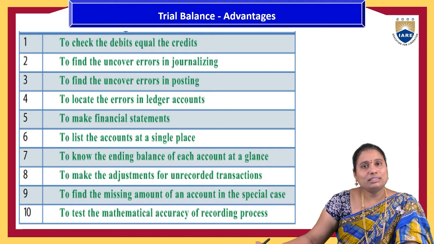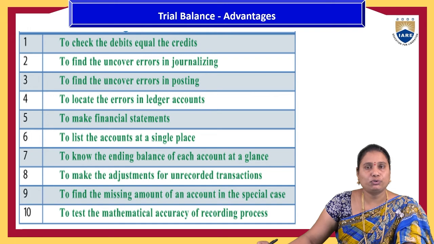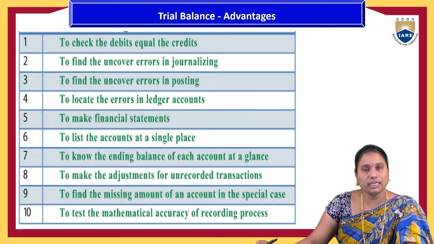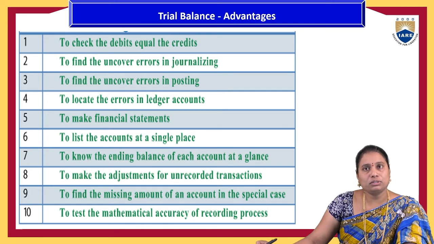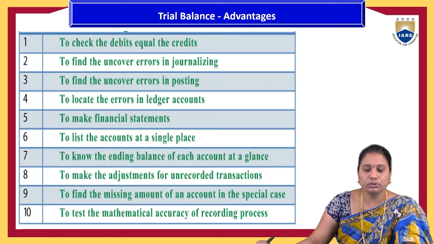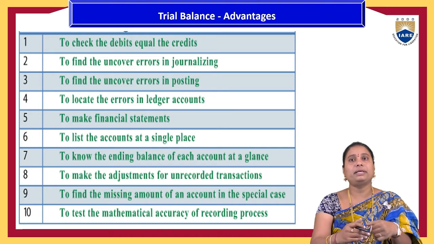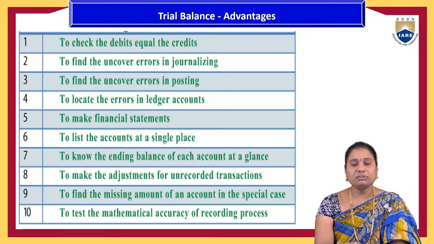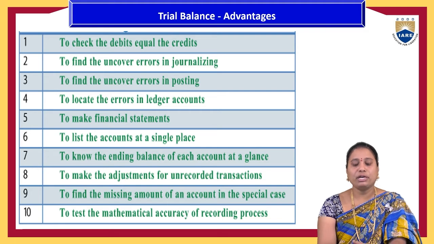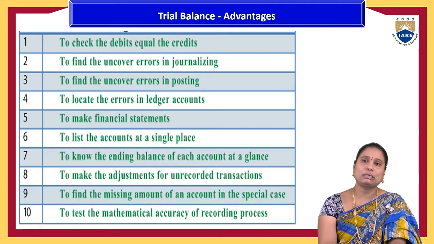The advantages of the trial balance are to check whether the debits are equal to the credits or not, to find out the uncovered errors in journalization, to find the uncovered errors in posting, to locate the errors in the ledger account, to make the financial statements easily, to list out all the transactions involved in the journal and ledgers at a single place, to make adjustments for unrecorded transactions, to find out the missing amount in special cases, and for the mathematical accuracy of the recording procedures, these trial balances are prepared.